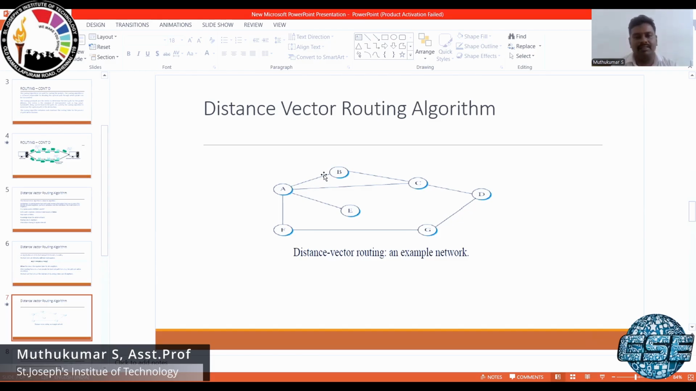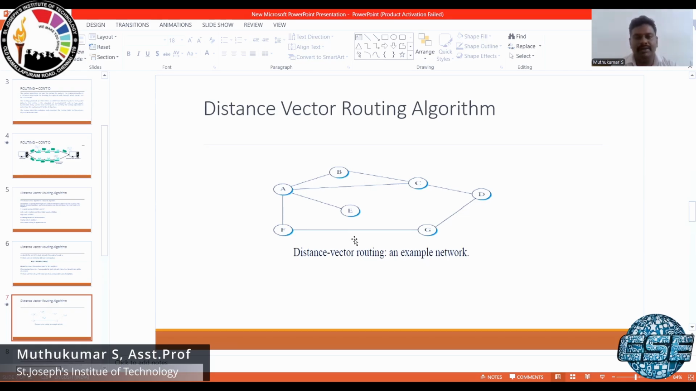The connecting path. For example, A is directly connected to B, A is directly connected to E, and A is directly connected with F. So the adjacent nodes of A are B, E and F. Likewise for C, the directly connected nodes are A, then B and D. Likewise for G, F and D. For reaching from A to B, the hop count will be 1 because this is directly connected. For A to C, this is directly connected. So by looking at the diagram, we can easily calculate the hop count.